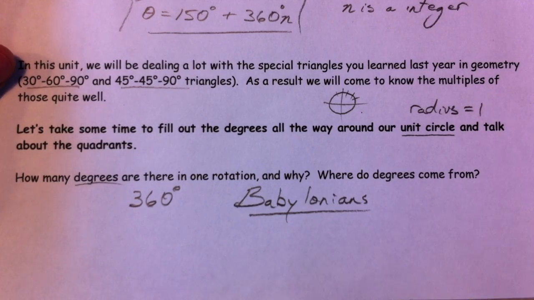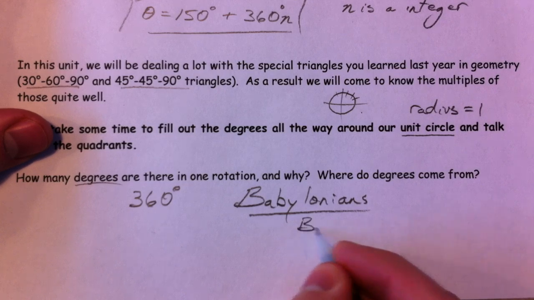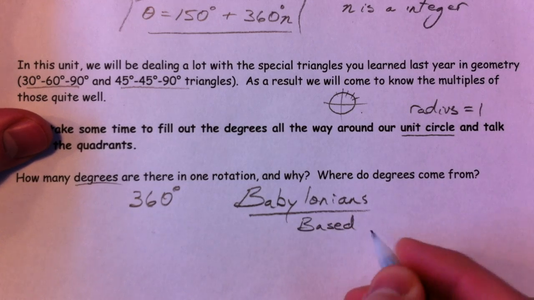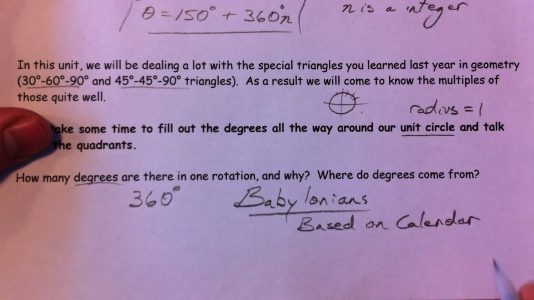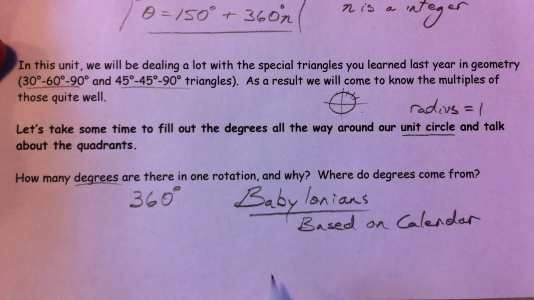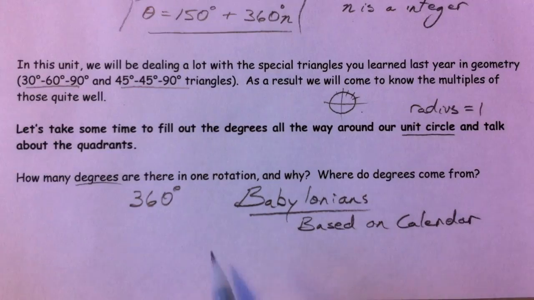And it was based on their calendar year, because they noticed that all these stars that they were following rotated or moved about 1 degree every single day. And so they based 1 degree off of how much those stars moved. And that's where 360 comes from.